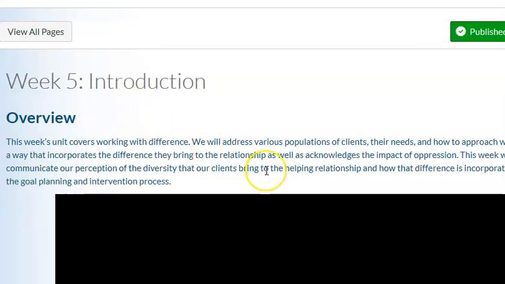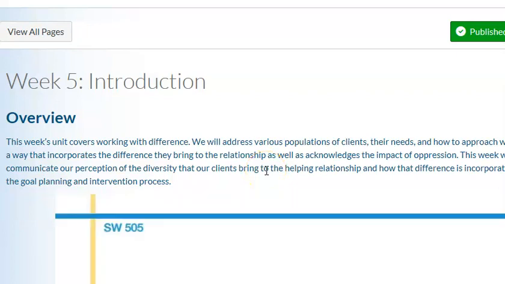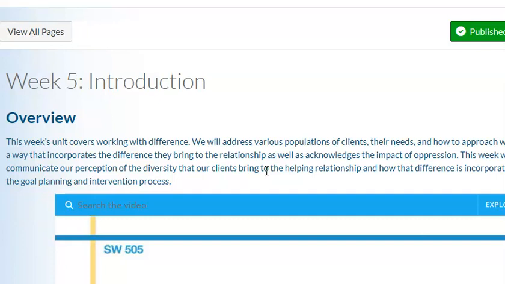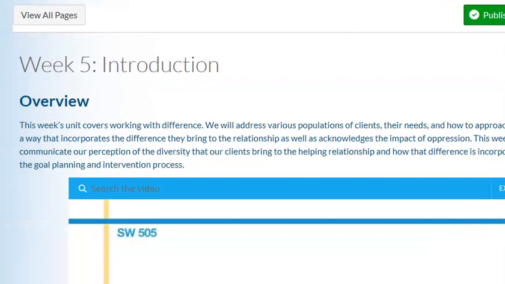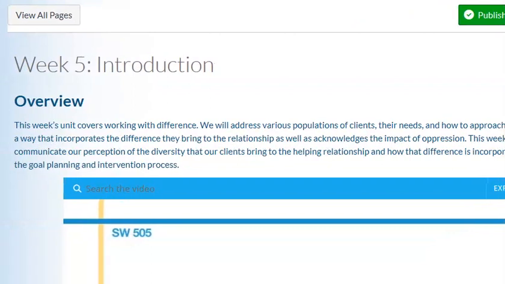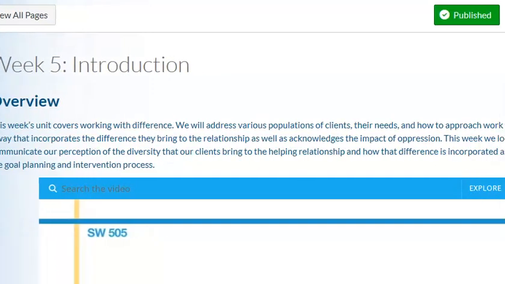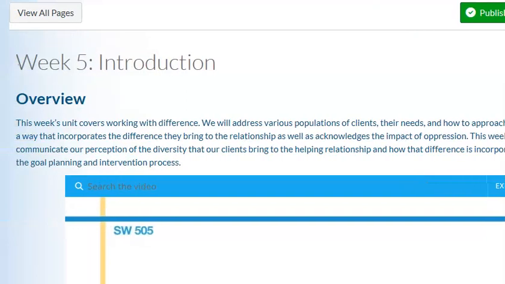The introduction says that this week's unit covers working with differences. We will consider various populations of clients, their needs, and approach work with them in a way that incorporates the differences they bring to the relationship, as well as acknowledges the impact of oppression. This week, we will look at how we communicate our perception of the diversity that our clients bring to the helping relationship and how the difference is incorporated as a strength in the goal planning and intervention process.